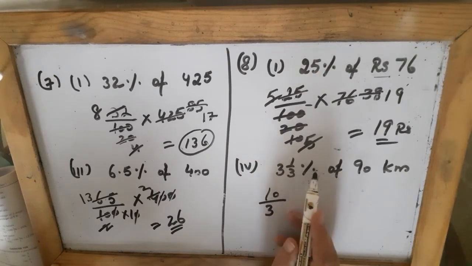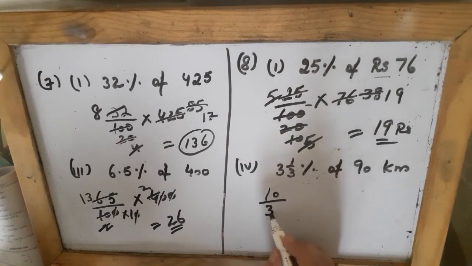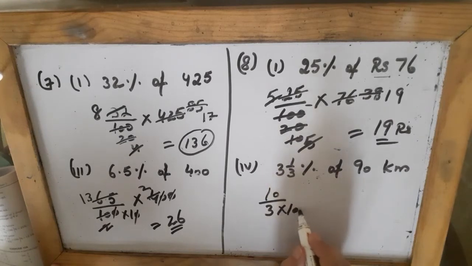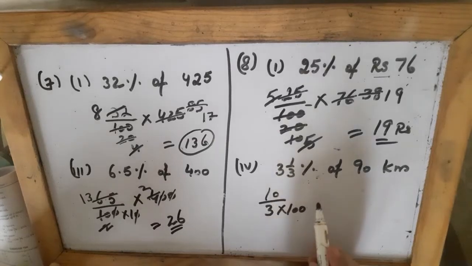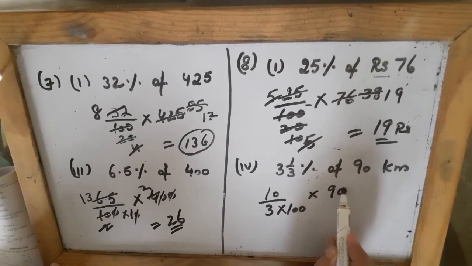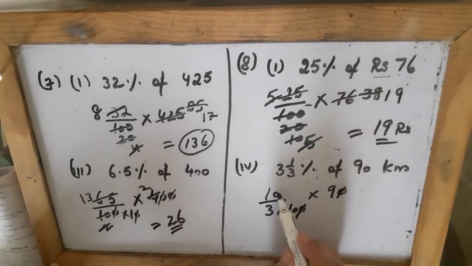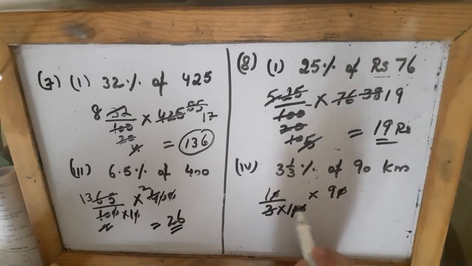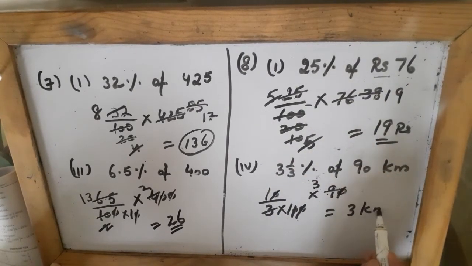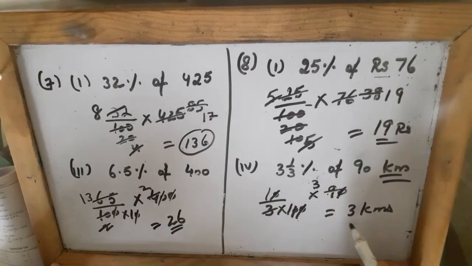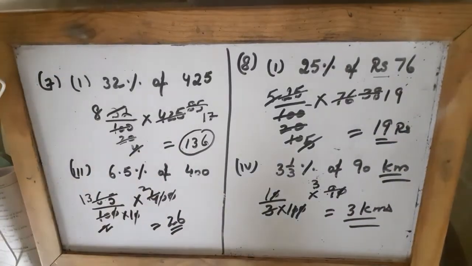So this becomes 10 upon 3. Percentage, how will you write percentage? It means divide by 100. Already you have 3 over here, so 100 will come like this. So it will become 3 into 100. So this percentage I have converted into denominator 100 of 90. So 0 0 gets cancelled, 0 0 gets cancelled, 3 3s are 9. So what's the answer? It's 3 kilometers, because in the question it's kilometers, so the answer also is 3 kilometers.